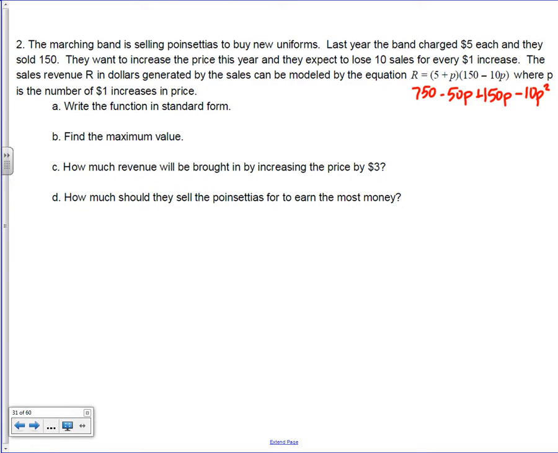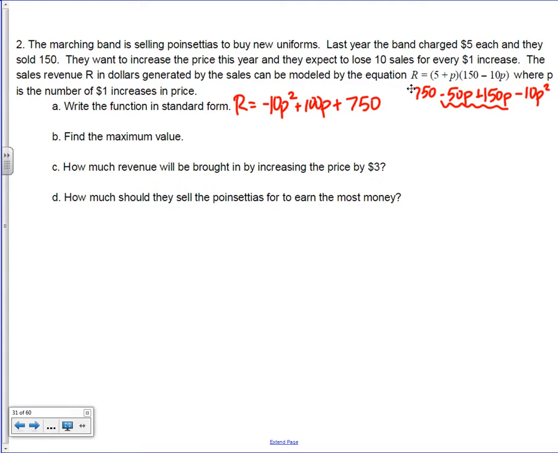So if I actually put my like terms together and I write it in the correct order, we're going to put our squared term first, put those regular p's together, and you should get 100. And then we have our constant on the end, which is 750. So there's my standard form.